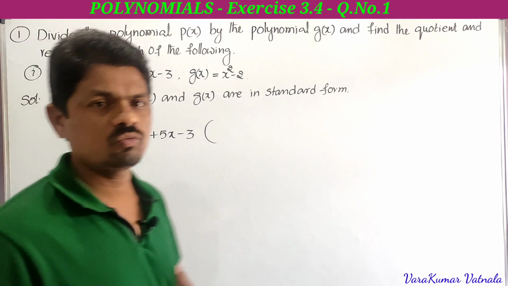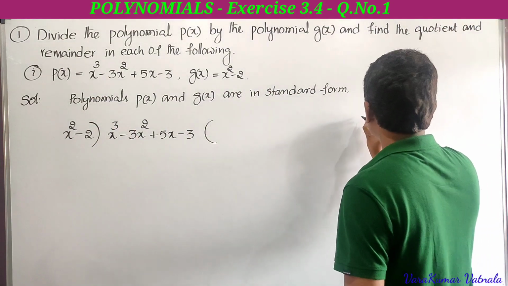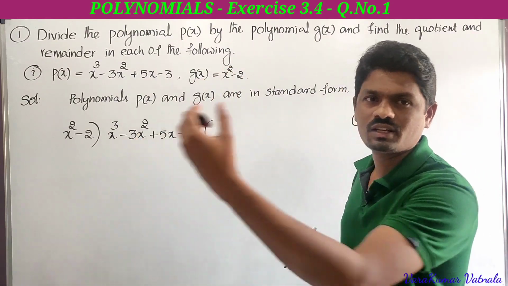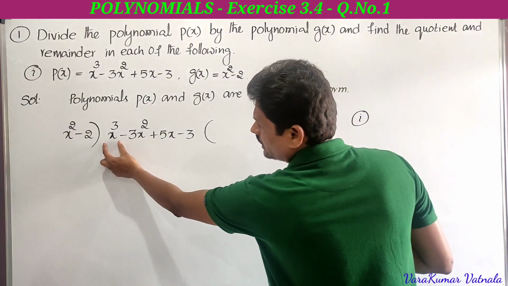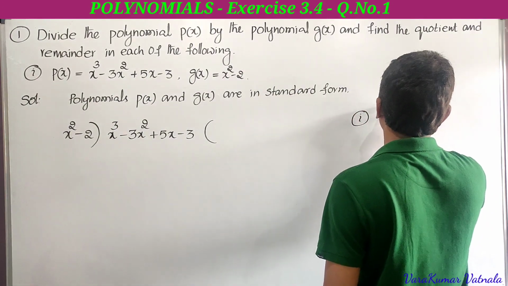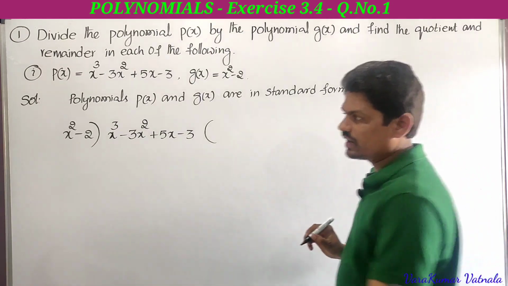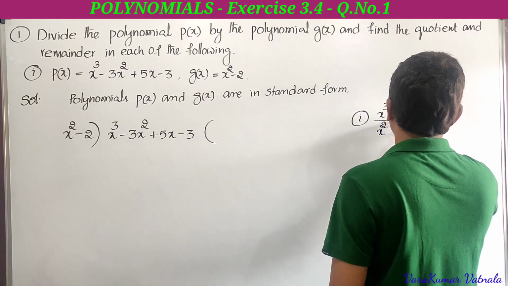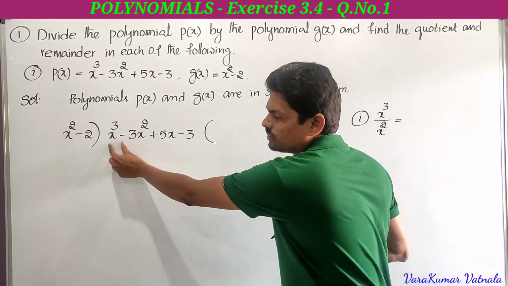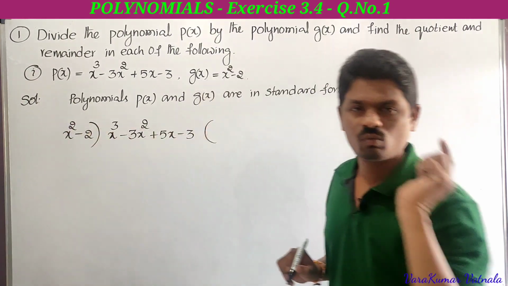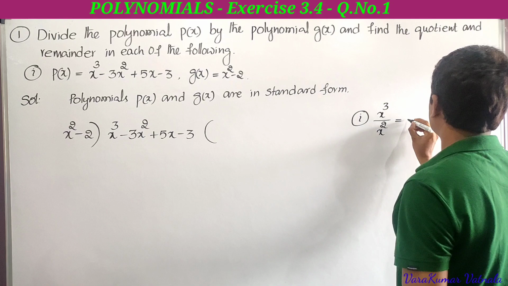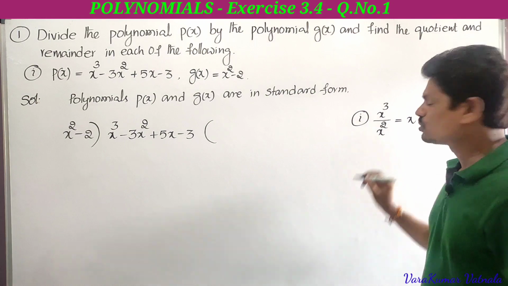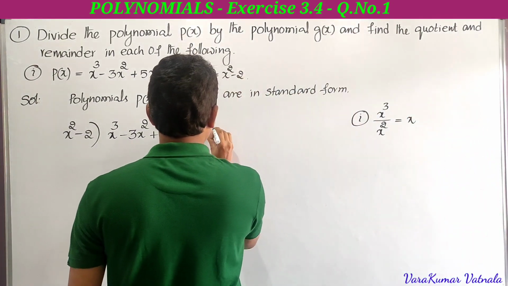So now, first step, what we have to do, see here: divide the first term or the highest degree term of the dividend by the highest degree term of the divisor. So here the highest degree term is x cube, divided by the highest degree term in the divisor, x square. So this is the very first step. We have to divide the first term of the dividend by the first term of the divisor. So x cube divided by x square, we get x. We can cancel x square and x square, we get x. So now write this x in the quotient.